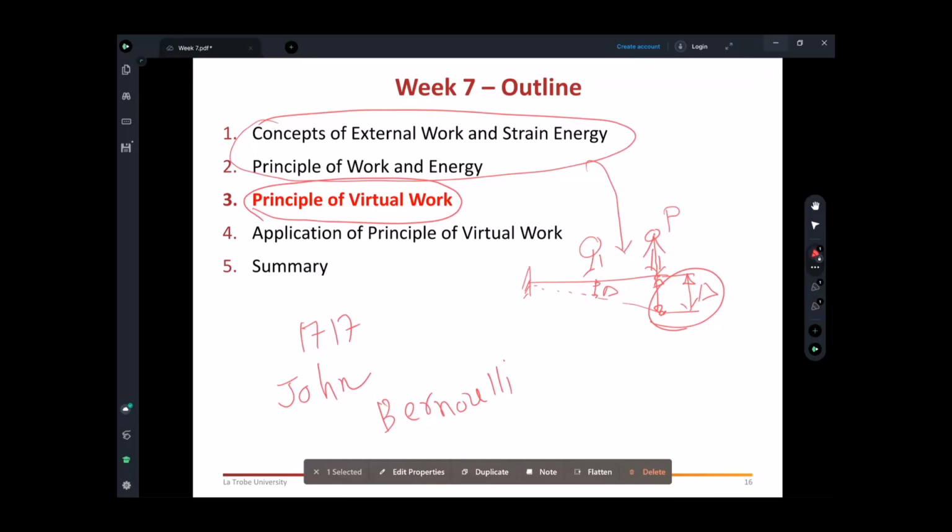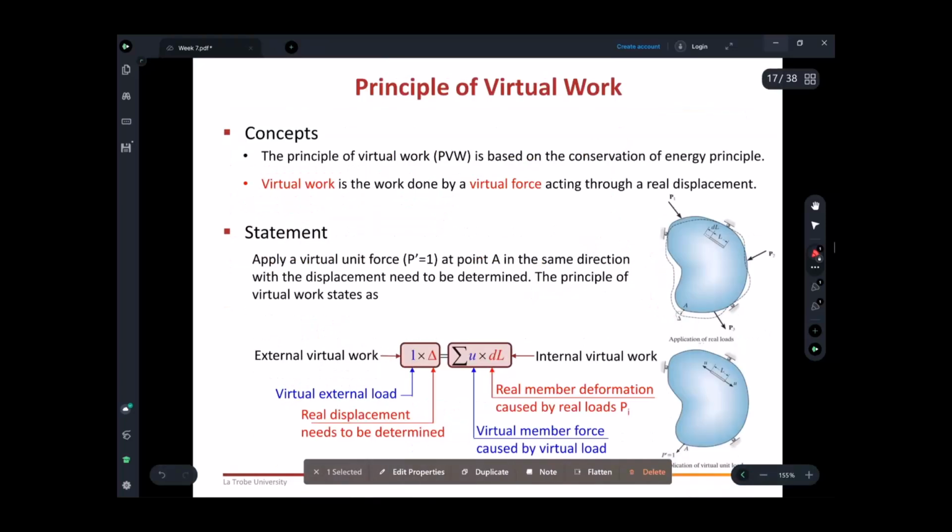300 years ago, and still we are teaching this one. So let's say the principle of virtual work, PVW, which is based on conservation of energy principles. As you know, external work equals internal work, that is the energy conservation. So virtual work is the work done by the virtual force acting on the real system.